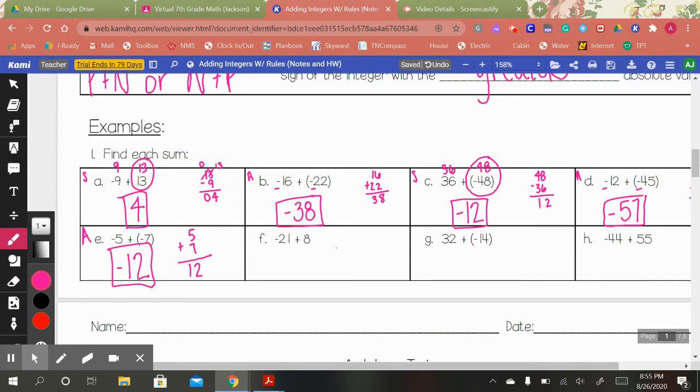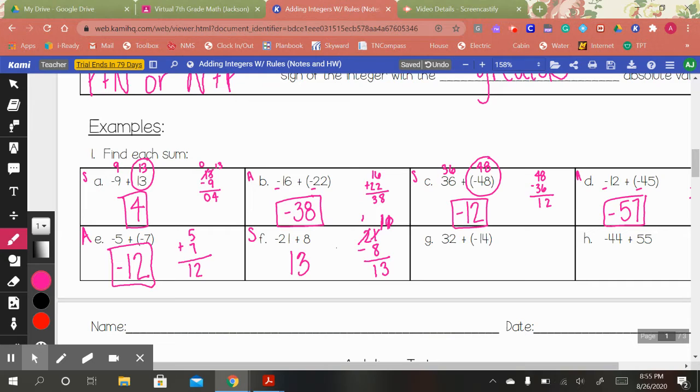All right, on F, we have opposite signs. So again, that means we are going to subtract them. 21 minus 8, we will need to borrow. Please be careful to borrow correctly. That should be 11. And 11 minus 8 is 3. And then 1 minus 0 is 1.